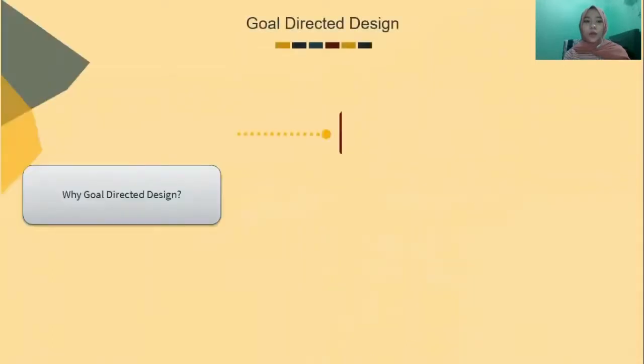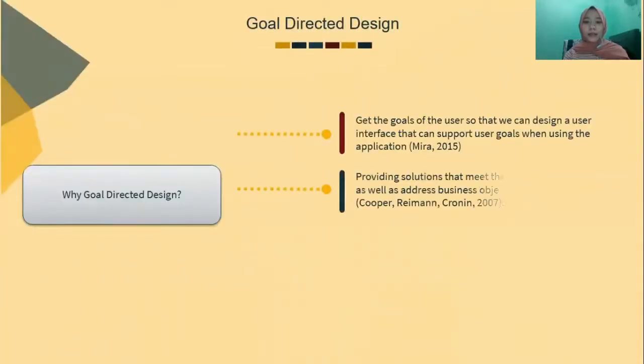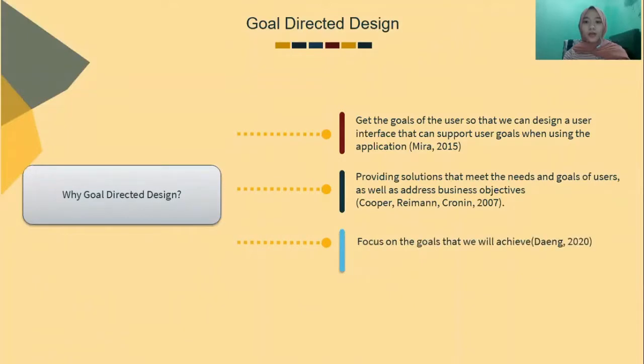Method. Why goal-directed design? First, get the goals of the user so that we can design a user interface that can support user goals when using the application. Second, provide solutions that meet the needs and goals of users as well as address learning objectives. And last, focus on the goals that we will achieve.